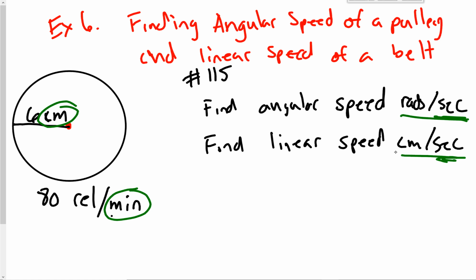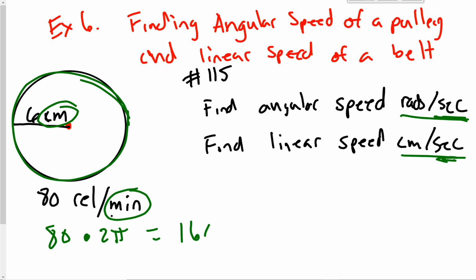But anyways, first we can convert this to radians per second. Here we have revolutions per minute. So we want radians per minute, and then we can convert those per minutes to per second. Okay, so we can take this 80 and multiply it, because every revolution is 360 degrees, which is 2 pi. So if we multiply this by 2 pi, I would get 160 pi radians per minute.